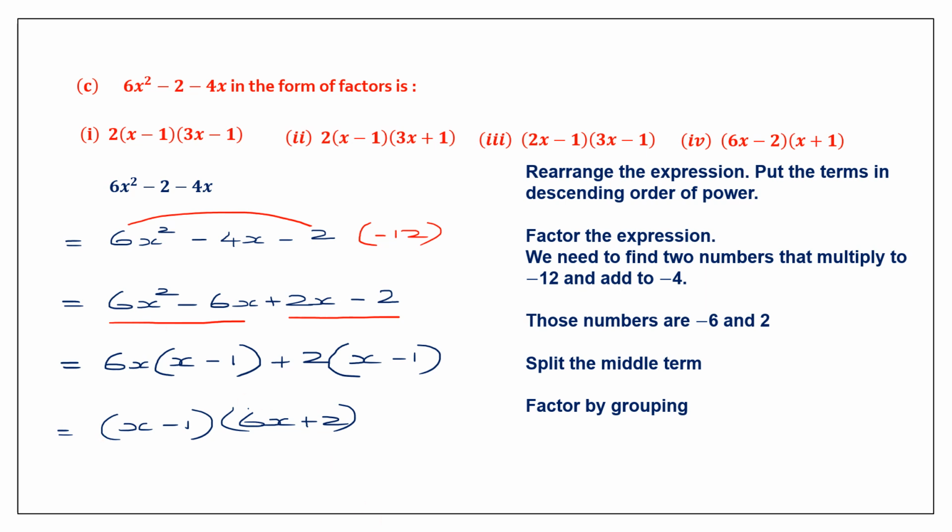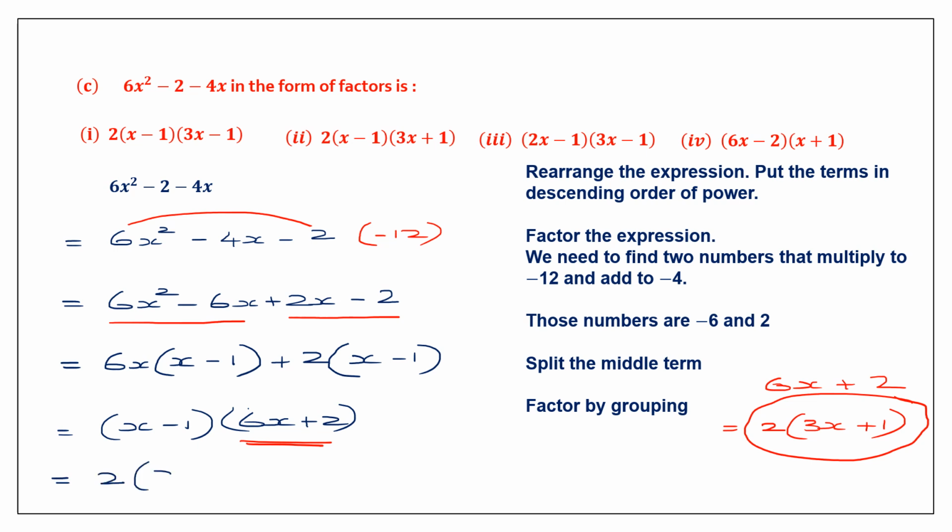factors. Now let me write that here separately, 6x plus 2. Now if I have to take out the common factor, it will be 2. 2 into 3x plus 1. So this whole thing can be written as 2 into 3x plus 1. So when we rewrite it, we need to put that first. So that is 2 into 3x plus 1. And the other factor is x minus 1, which we can write here. And that is x minus 1.